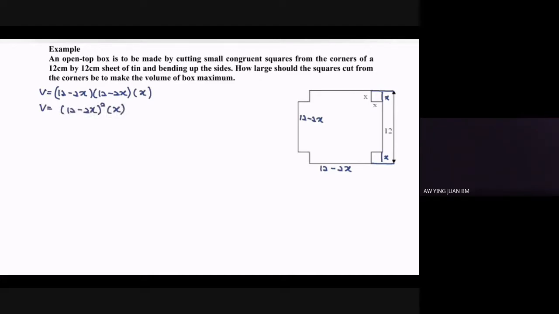Next, what we have to do is to expand the situation. V will be equals to 144 minus 48x plus 4x square. Again, repeat the process. The volume will be equals to 4x cubed minus 48x square plus 144x. Second step, express y into a single variable. So as we all know.